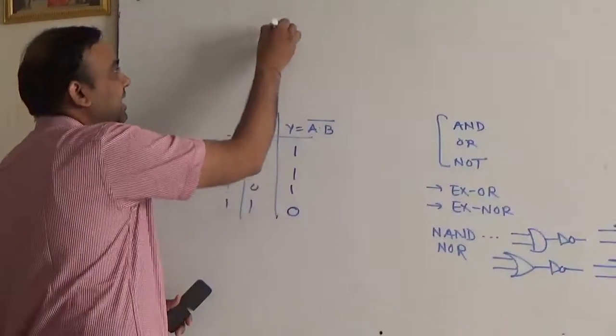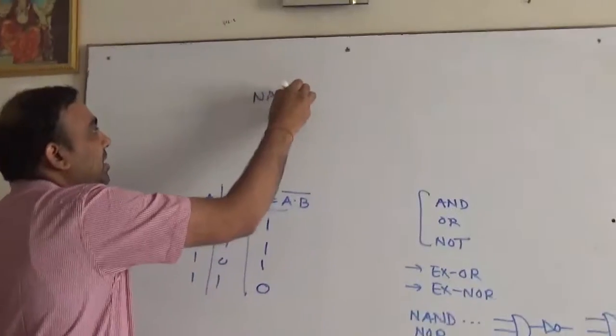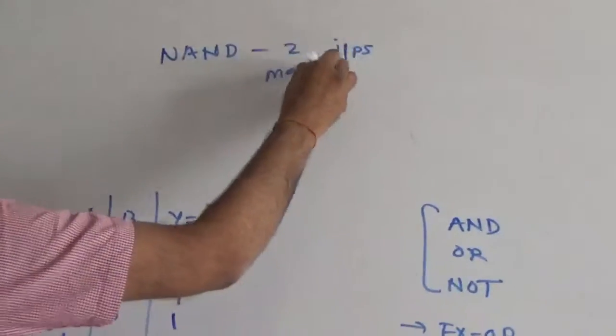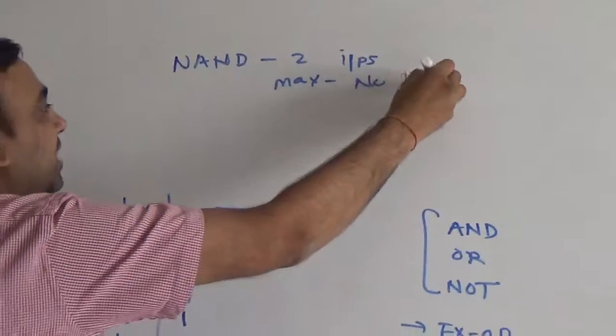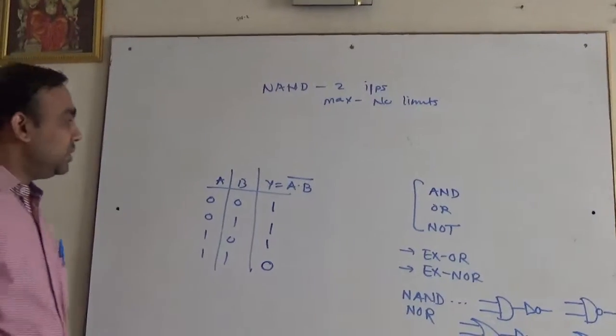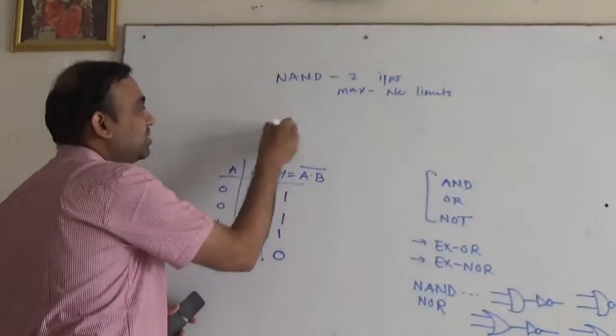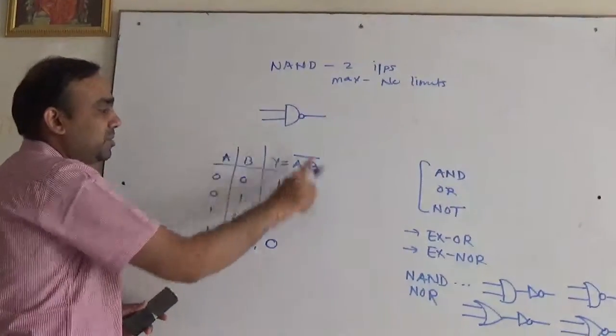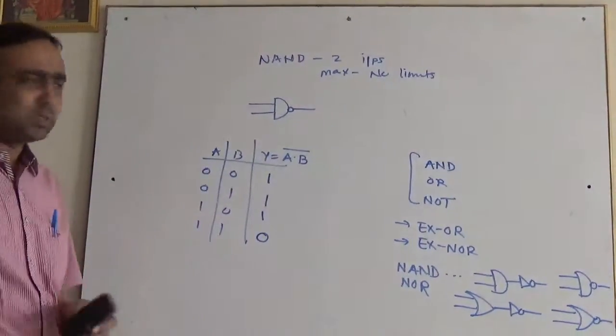Now the NAND gate can have 2 inputs minimum, maximum no limits. You can have 3 input, 4 input, any number of inputs NAND gate. So this is about the NAND gate, and the symbol of the NAND gate is an AND with a bubble. So this is the NAND gate. This is a 2 input, it may be 3 input also.